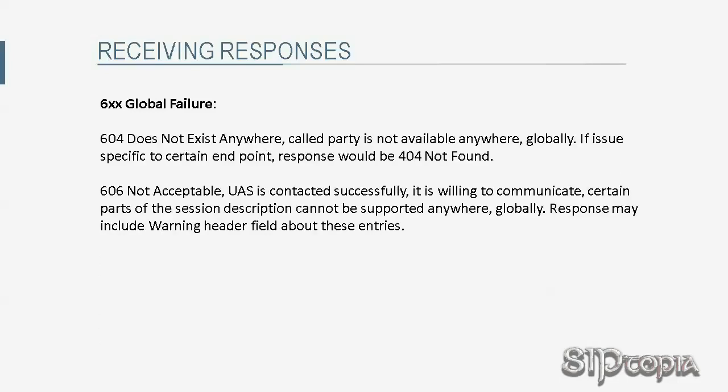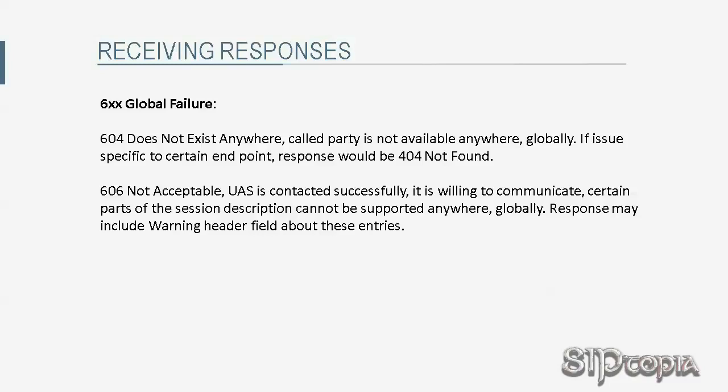604 does not exist anywhere is an indication that the called party is not available anywhere globally, as opposed to 404 not found that would be specific to a certain endpoint only. In other words, the called party is not known by the servers available in the environment, nor do they know anywhere to send the calls to in hopes to reach that specific called party.